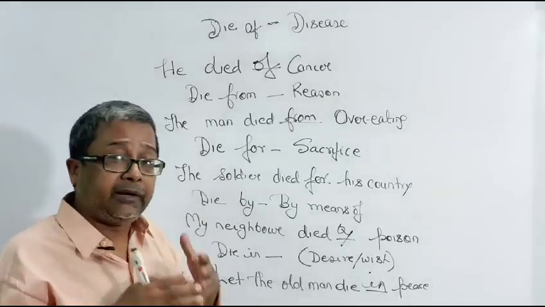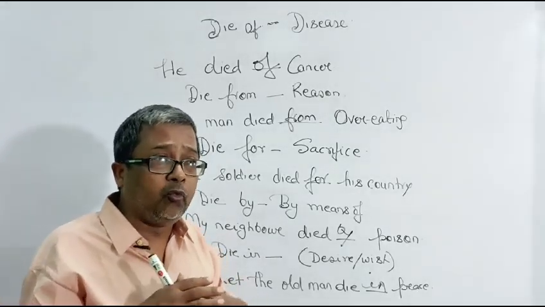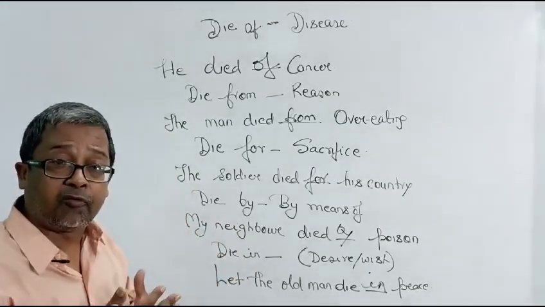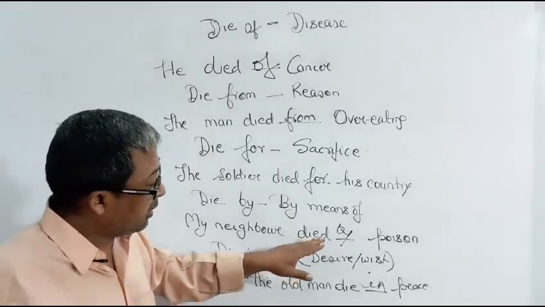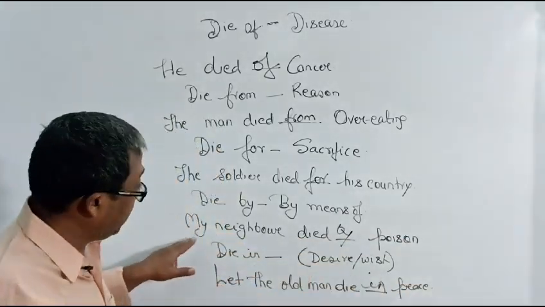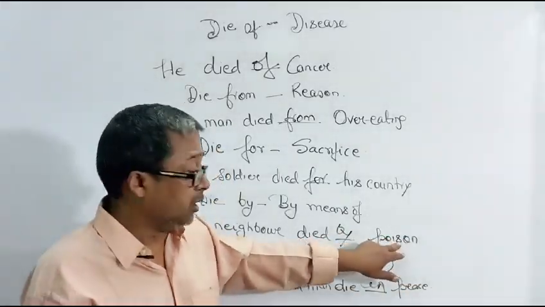Die by. Die by we use when we want to say by means of which the death happened. See, my neighbor died by means of poison. So my neighbor died by poison.